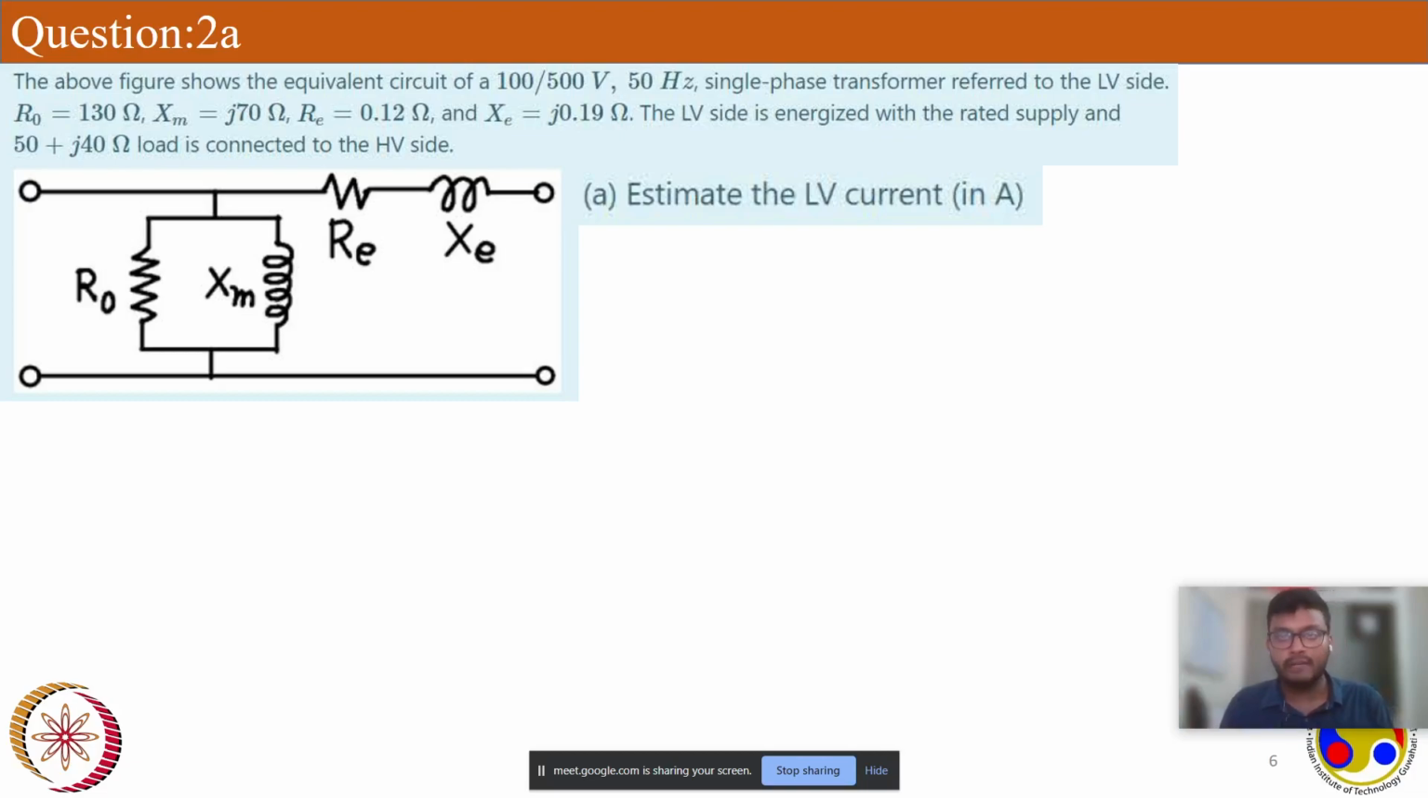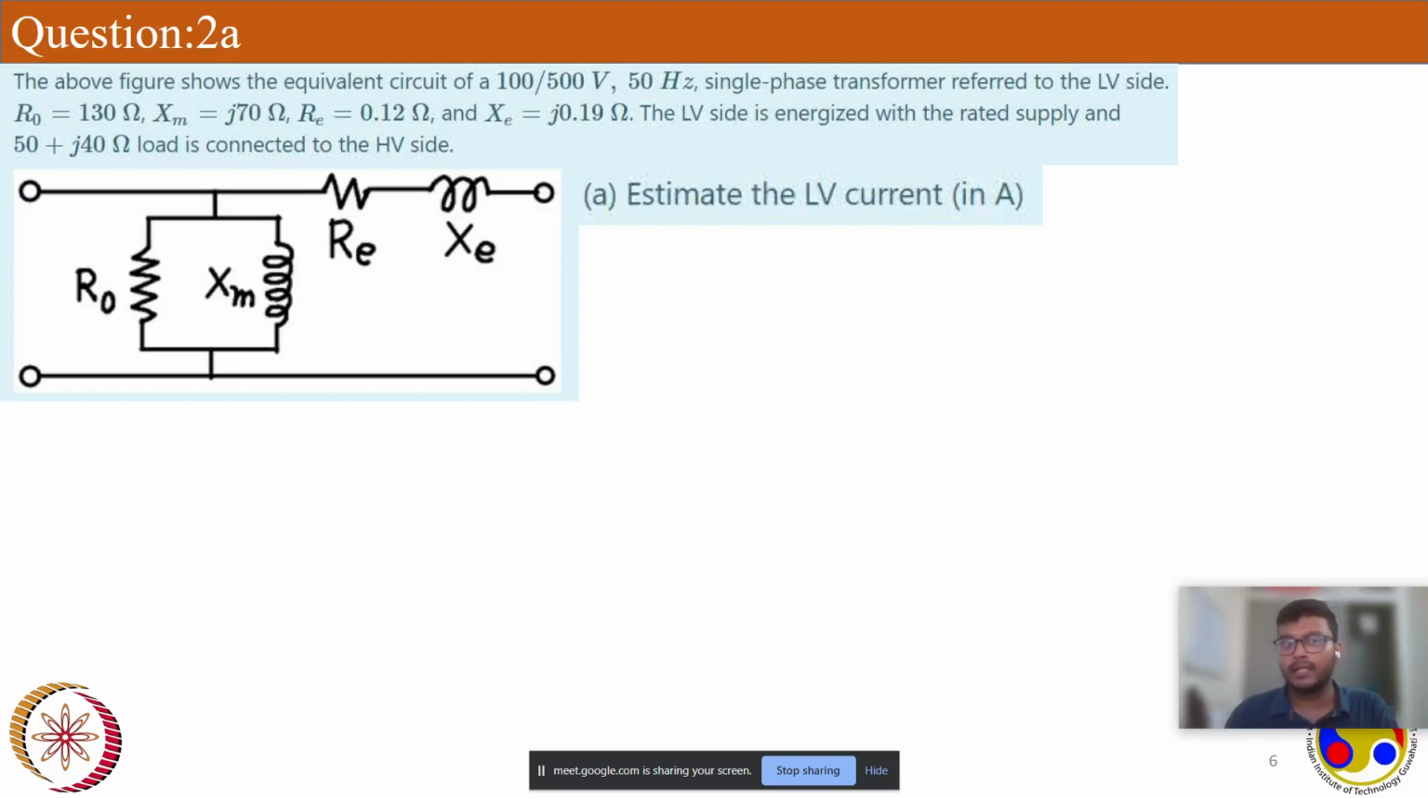Is it on the LV side or the HV side? If you want to do it on the HV side, refer all the parameters to the HV side using the turns ratio. We were already provided with the turns ratio, that is 100 by 500, that is the rating of the transformer, and then do the calculation. If you want to refer to the LV side, you refer all the parameters from the HV side to the LV side.